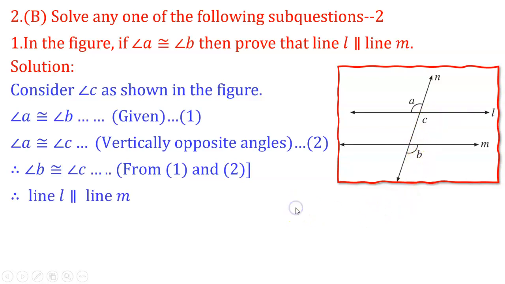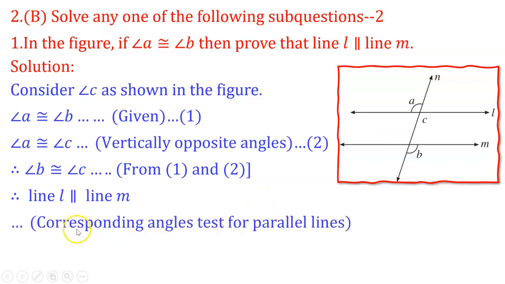These are the corresponding angles and therefore line L is parallel to line M, and hence this is with the help of the corresponding angle test for parallel lines. Now the second.